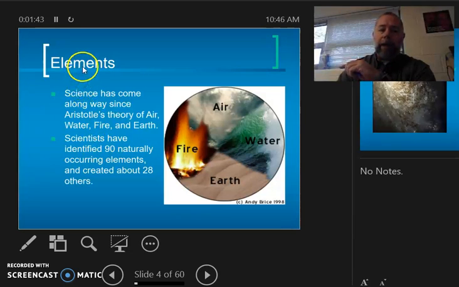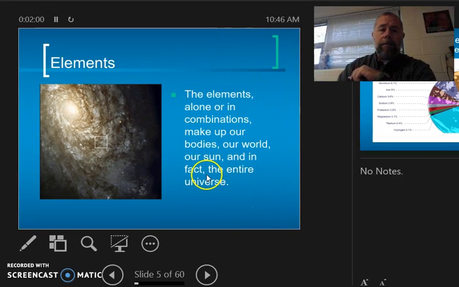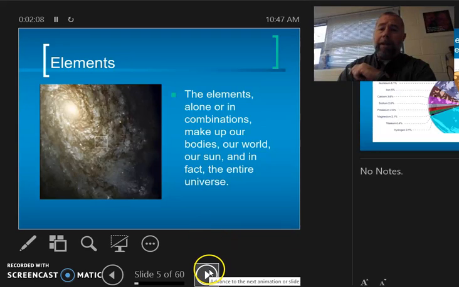This is what you need to have, elements. That's going under your topic in your left-hand column: we have 90 naturally occurring elements, 28 others made in the lab. Remember, you can pause and rewind this because I'm going to go kind of quick. We know that all of these together make up everything that we have, everything that we know. If you know that, you probably don't need to write it down, do you?